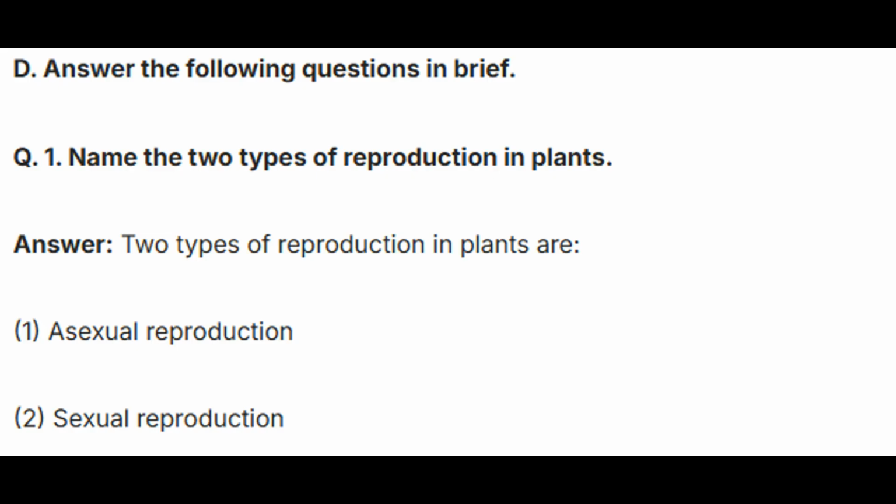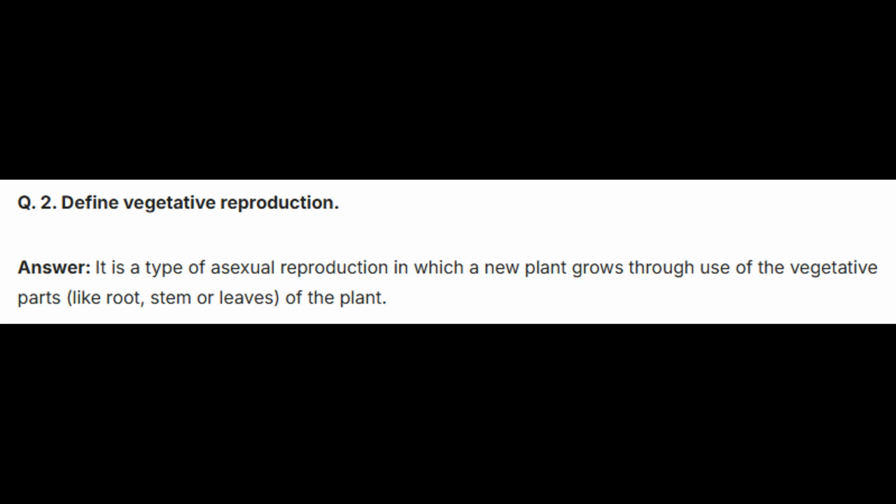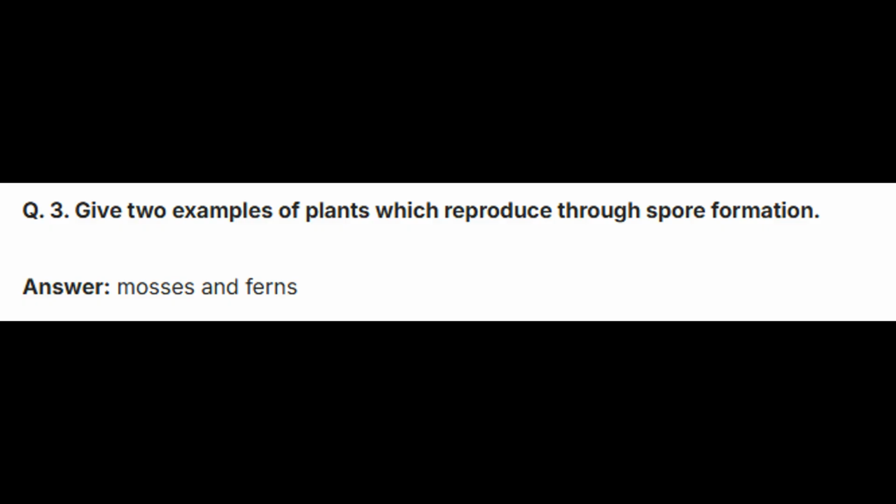Question first. Name the two types of reproduction in plants. The two types of reproduction in plants are first, asexual. Second, sexual reproduction. Question second. Define vegetative reproduction. Answer. It is a type of asexual reproduction in which a new plant grows through use of the vegetative parts like root, stem, or leaves of the plant. Question 3. Give two examples of plants which reproduce through spore formation. Answer, mosses and ferns.